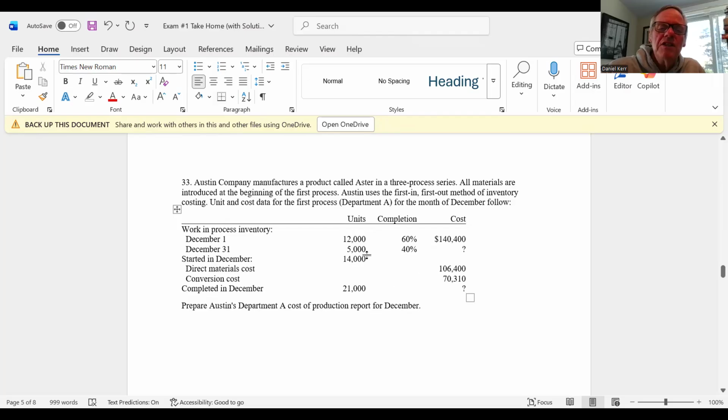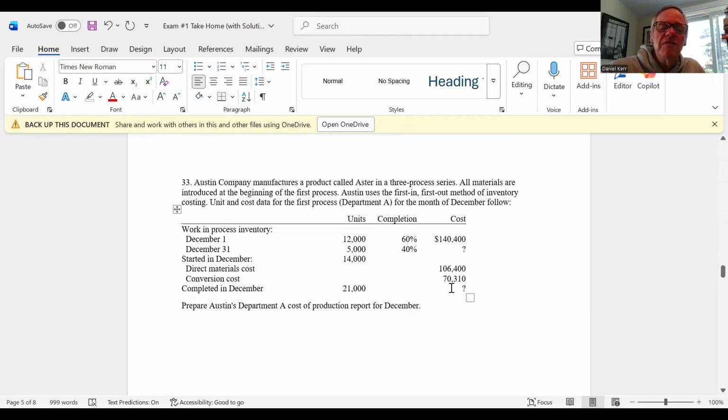Okay, so this is what's given. So what's given is you had 12,000 units at the beginning of the period that were 60% complete with regard to conversion costs. And at December 31st, you had 5,000 units, which were 40% complete with regard to conversion costs. Started in December. So if you wanted, these are the started in December. So you have to figure out what the started and completed was. Here's what's direct materials costs incurred. And here were the conversion costs incurred.